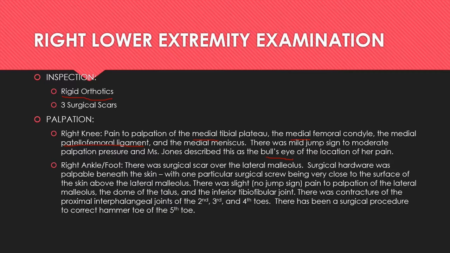On the right ankle and foot, there was a surgical scar over the lateral malleolus. Surgical hardware was palpable just beneath the skin, with one particular surgical screw being very close to the surface of the skin above the lateral malleolus. This is due to implanted surgical hardware to stabilize the fibula fracture. There was a report of slight pain to palpation of the lateral malleolus, the dome of the talus, and the inferior tibiofibular joint. There was contracture of the proximal interphalangeal joints of the second, third, and fourth toes. Those are known as hammer toes. And there has been a surgical procedure to correct hammer toe of the fifth toe.